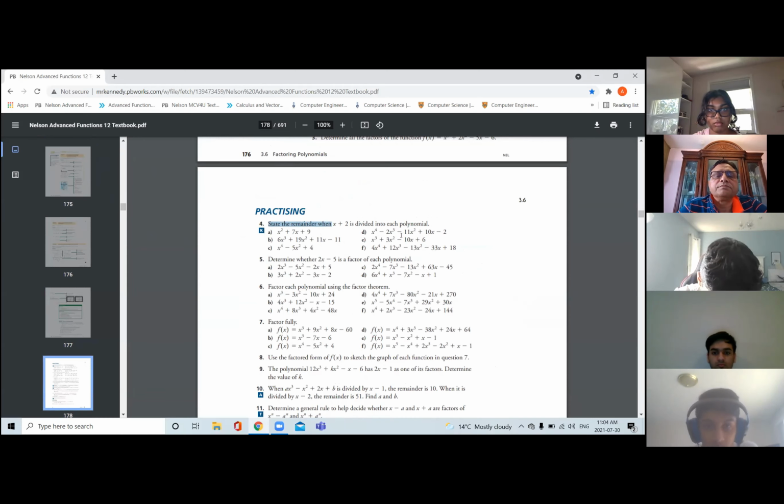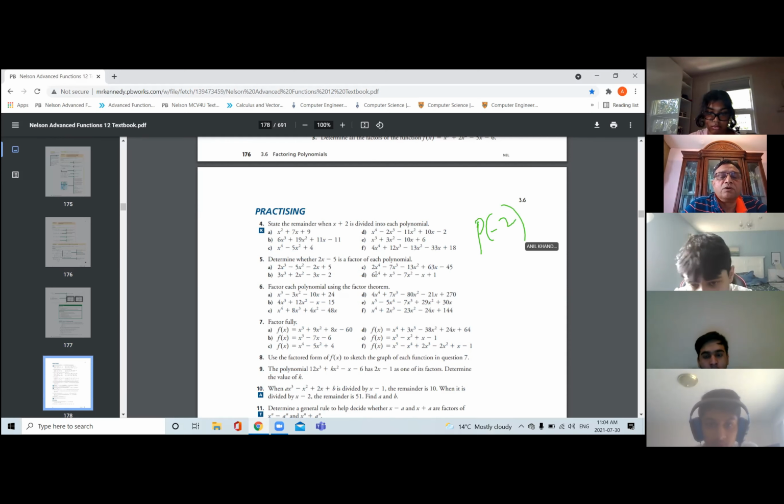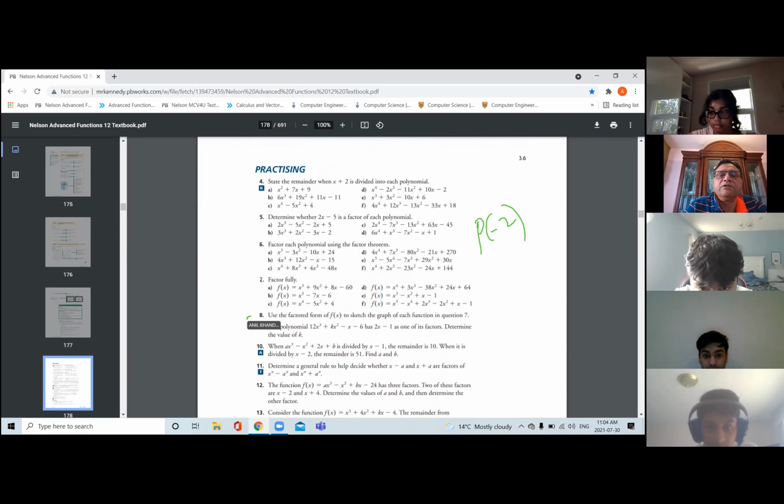State the remainder when x plus 2 is divided into each polynomial. So what will you do? You just plug in -2 into each of these and then find the remainder. So we basically find p of -2, correct? Now let's go to factoring. We can do question number 8. Can you answer question number 8?